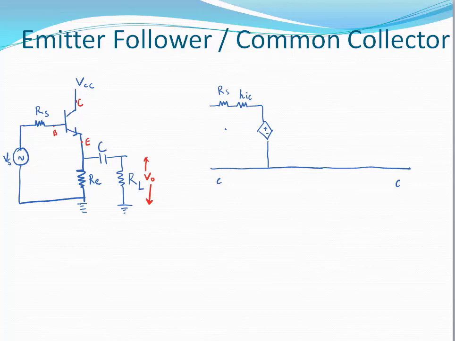Then this is HRC VEC. This is VEC. And the source voltage is Vs. This is the base terminal, so the current flowing through this is IB.